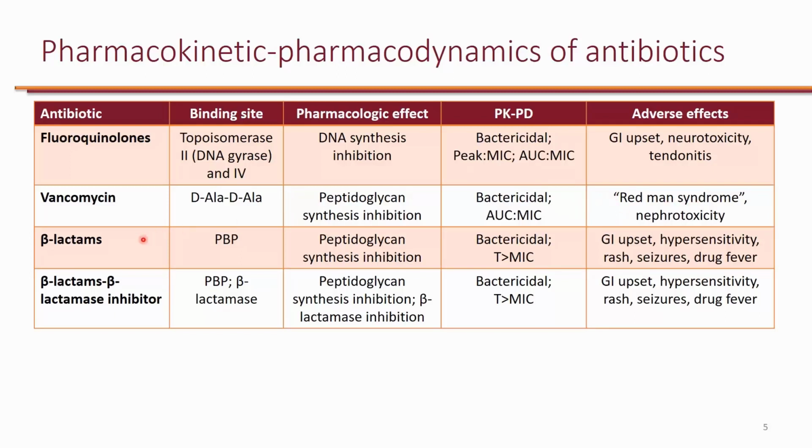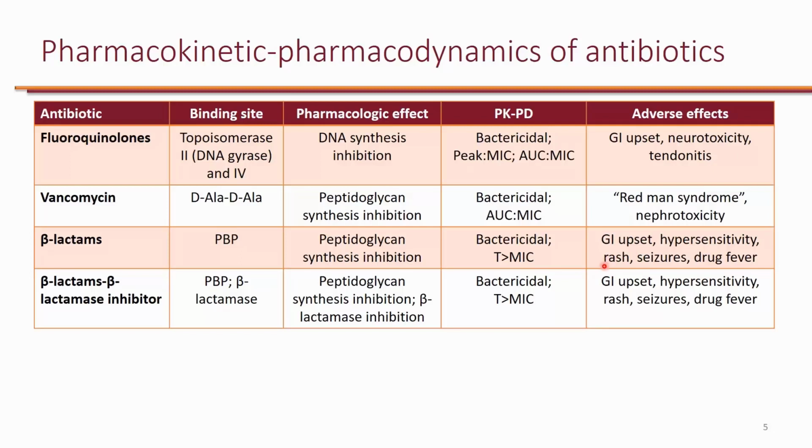Beta-lactams, such as penicillins, cephalosporins, carbapenems, and aztreonam, are available, most of them as IV, but many penicillins and cephalosporins are also available as PO. Carbapenems and aztreonam are strictly available as IV with no PO formulation available. Generally speaking, beta-lactams cause GI upset, hypersensitivity. So a penicillin allergy is the most common drug allergy that you will see in patients.